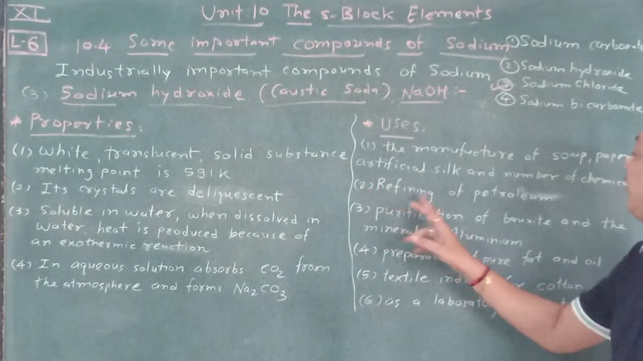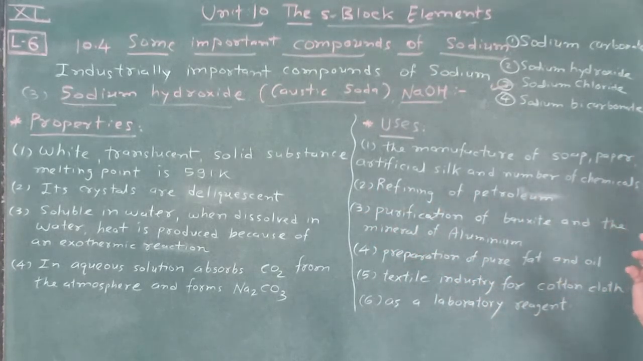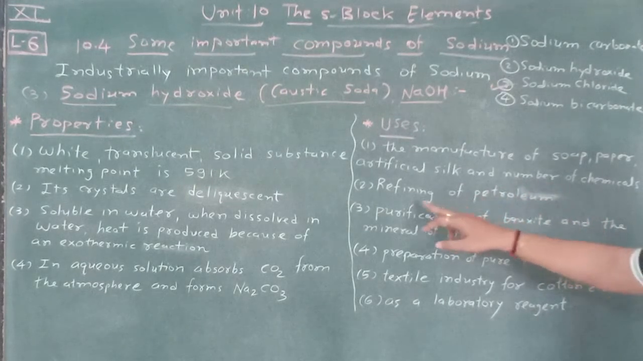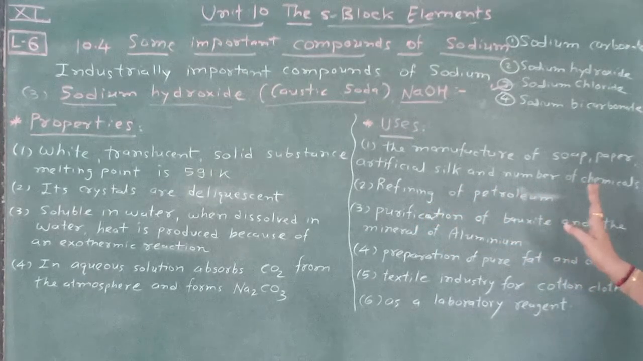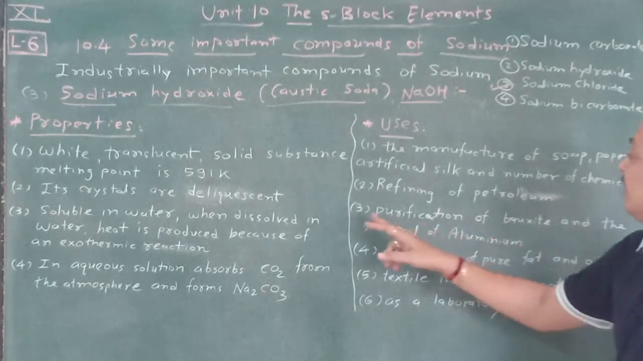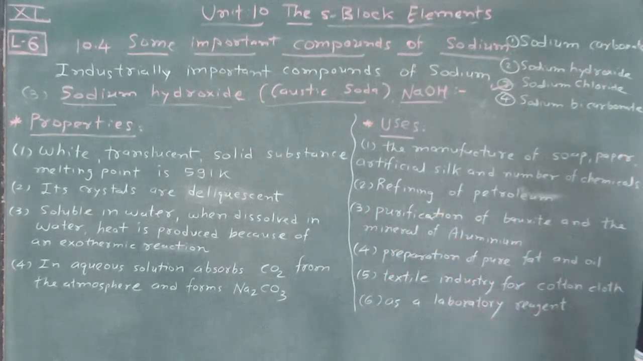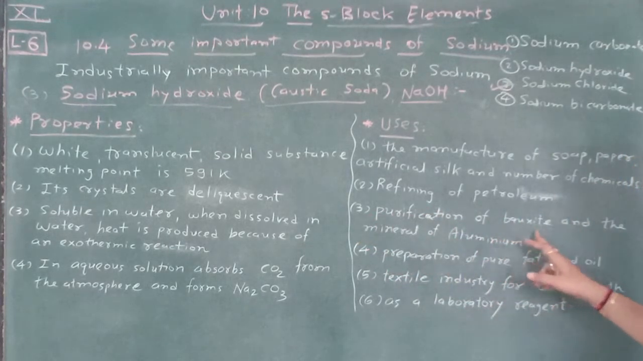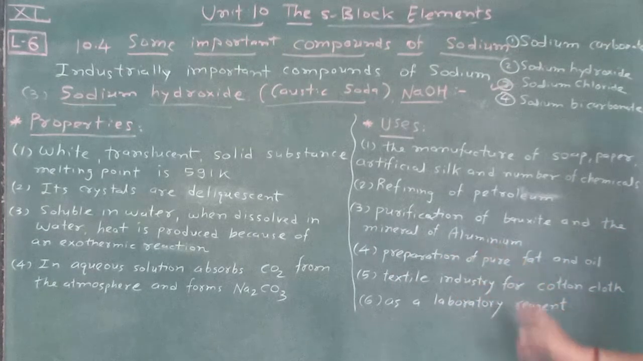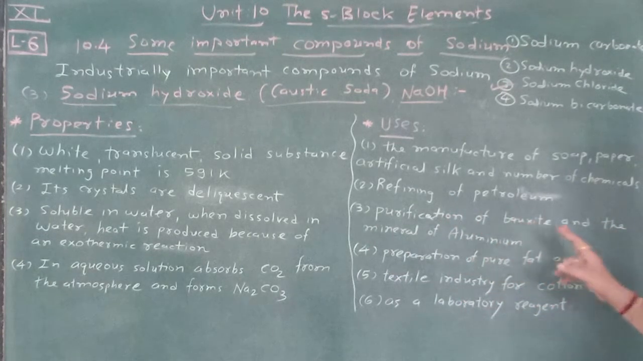Second one, refining of petroleum. Refining of petroleum you learned in your standard 10. Okay, so it's very easy. We have to purify this petrol. Third one, purification of bauxite, the mineral of aluminium. Purification of bauxite and mineral of aluminium.